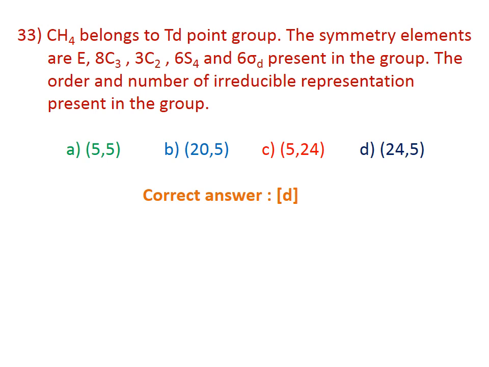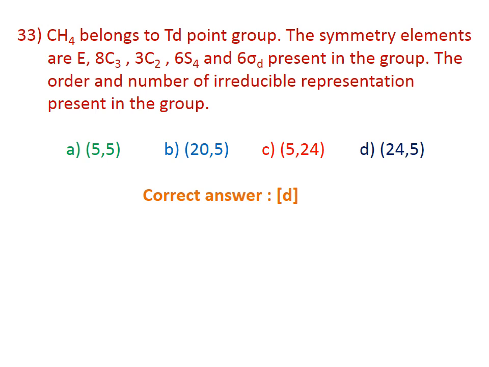The total comes around 1 plus 8 plus 3 plus 6 plus 6, that will be equal to 24. The order of the group is 24. And the number of irreducible representations will be equal to the number of classes of symmetry operations present. Here the symmetry operations are E, C3, C2, 6S4 and sigma d. 5 symmetry operations are there. Therefore, the number of irreducible representations is 5.